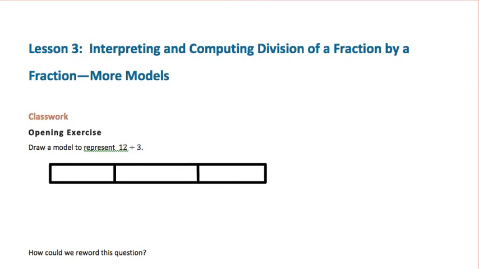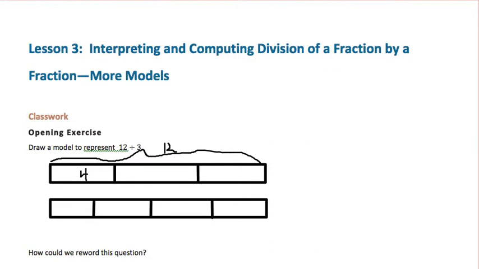We can represent the whole as 12, and divide that whole into 3 sections, with each section representing 4. Or we could represent our whole as 12, and we could represent each section being 3, which would mean that we would have 4 sections of 3.